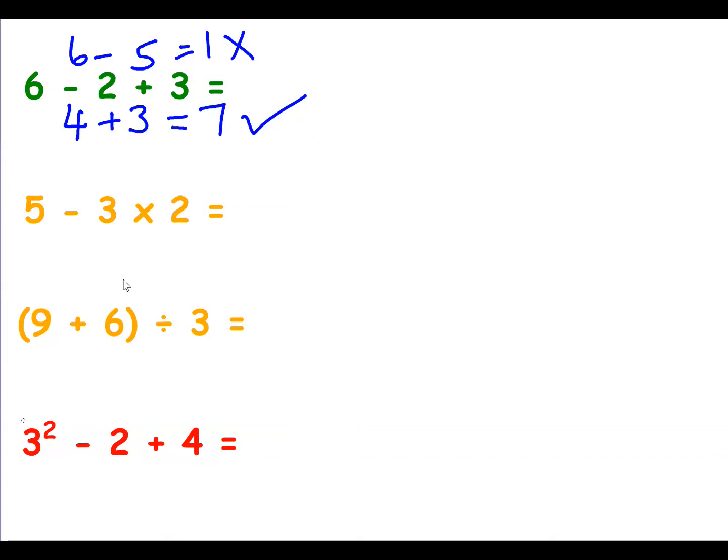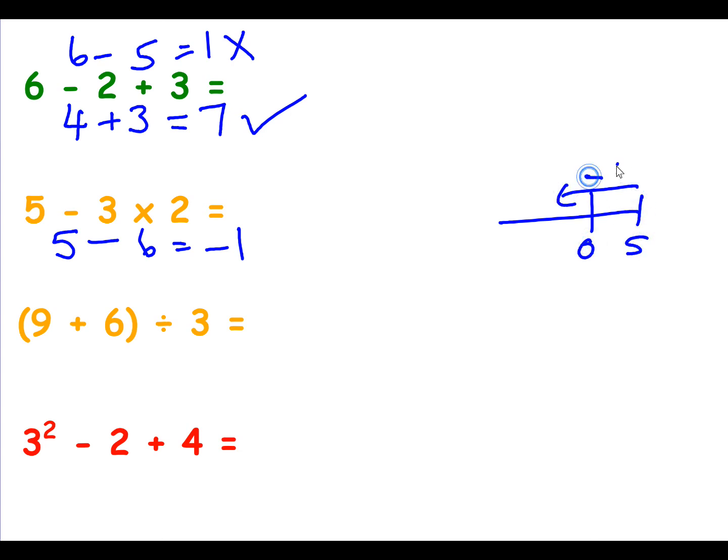Let's have a look at the next level of difficulty of question then. So here we've got a multiplication and a subtraction, and BIDMAS tells us multiplication comes before subtraction. So 3 times 2 is 6. And then 5 minus the 6 leaves us with minus 1. Remember your negative numbers. If you get stuck, don't forget to jot down your number line. So if you're starting at the number 5 and you're going to subtract 6, so you're going in that direction, you end up at minus 1.